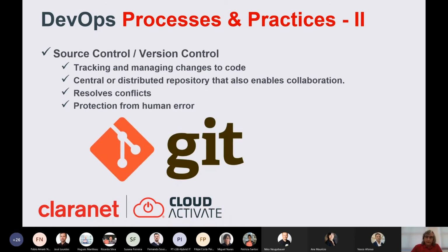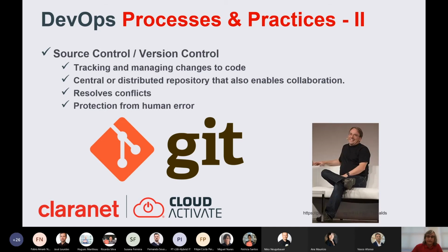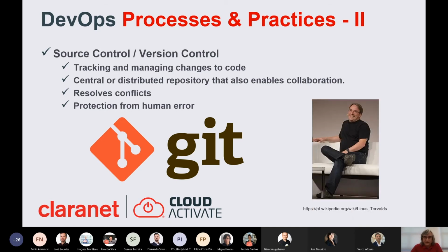The de facto standard tool for source control is Git, the distributed version control system. If you use any other version control system, I advise you to switch to Git as soon as possible. If you don't know already, Git was developed by this gentleman over here, the father of the Linux operating system.